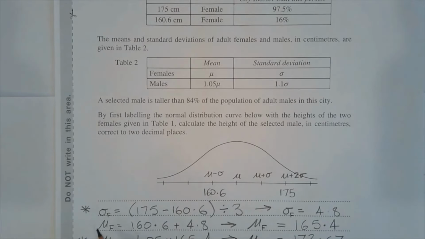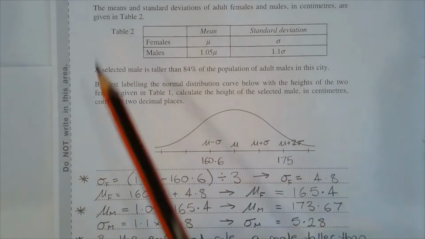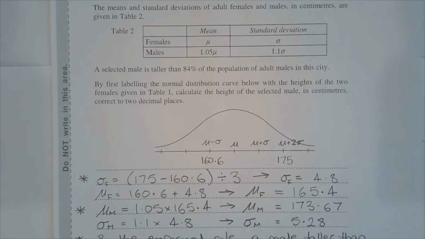Mu f, or the mean of the female population, can be found by taking 160.6 and adding 1 standard deviation to that value. So 160.6 plus 4.8 is equal to 165.4 centimetres. Referring to Table 2, the mean of the male population is equal to 1.05 multiplied by 165.4, which equals 173.67 centimetres. And the standard deviation of the male population is equal to 1.1 multiplied by 4.8, which equals 5.28 centimetres.